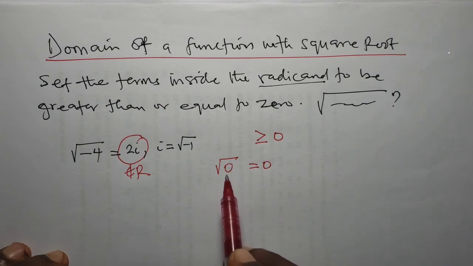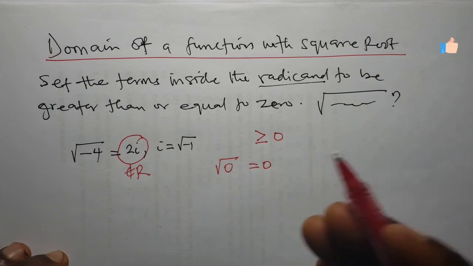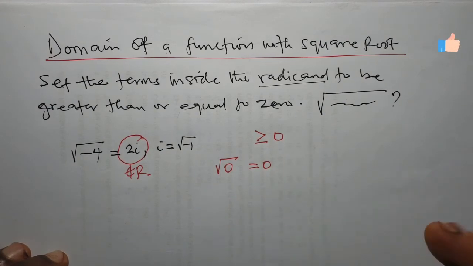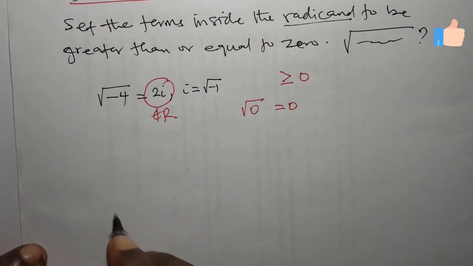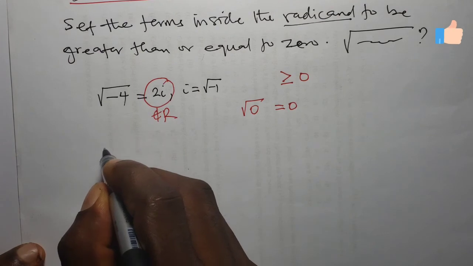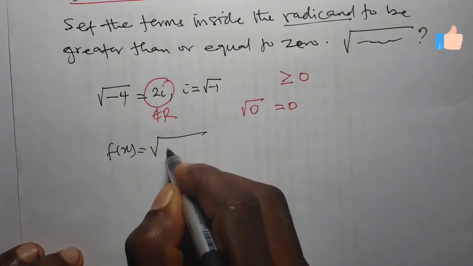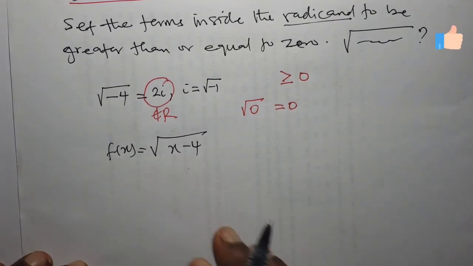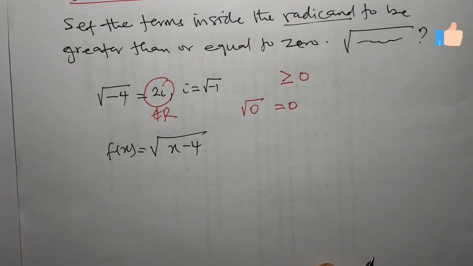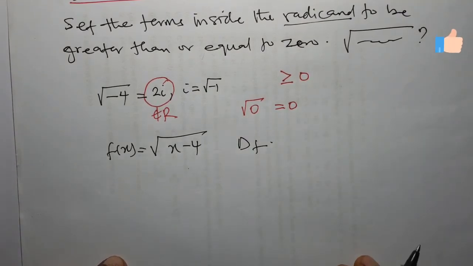If what we have inside the radicand is greater than 0, then of course we are also guaranteed that that number is a real number. Let us discuss this further with an example. Say we have the following function: f of x is equal to the square root of x minus 4. The question is, find the domain of the function f.